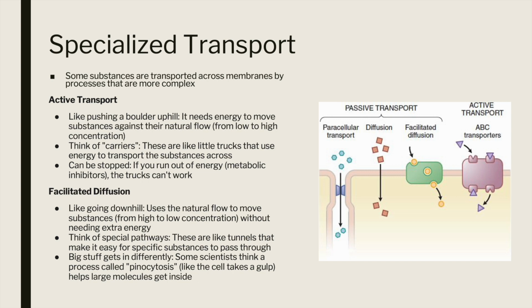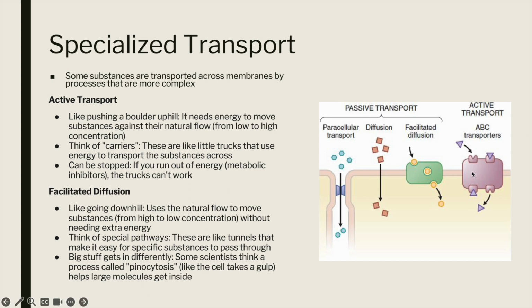Specialized transport. Specialized transport means that some substances have to go across the membrane, but it's more complex. They're not just going to passively move through. Active transport is like pushing a boulder uphill. It means that we need energy to move the substances across from a low to high concentration. So we need something to help, basically like a carrier. These are going to use energy to transport substances across. If we look over here at active transport, you can see that something is going to attach, and then on the other side, it's going to release. So this is our example of active transport here.